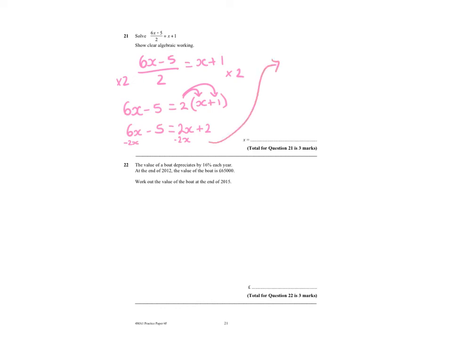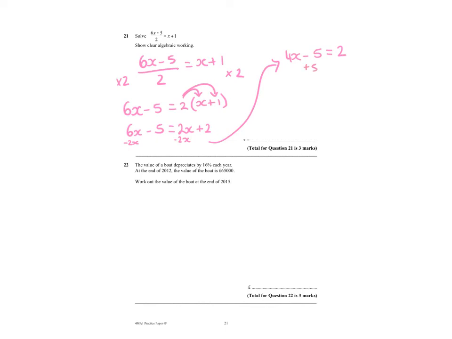Question 21. Solve (6x minus 5) over 2 equals x plus 1. So to start off with, I've got a fraction on the left-hand side, which I do not want. So I'm going to multiply both sides by 2. So I now get 6x minus 5 equals 2 lots of x plus 1. I'm going to expand my bracket. 2 times x is 2x. 2 times 1 is 2. 6x minus 5 stays the same on the left-hand side. I'm now going to minus 2x from both sides. 6x minus 2x is 4x. My minus 5 stays the same. 2x minus 2x is 0, and then I'm left with 2.